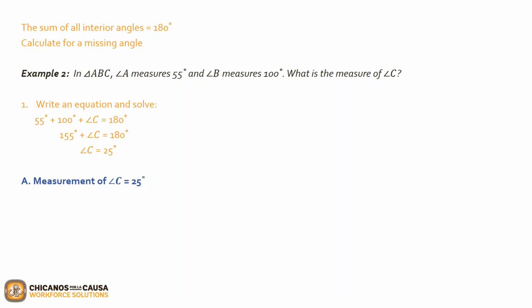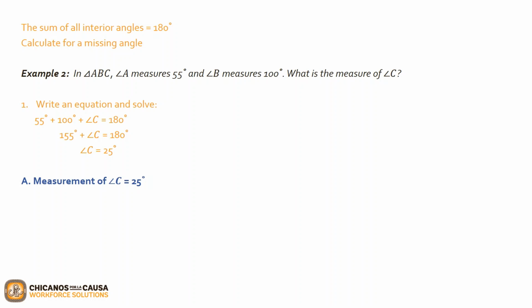So next we're going to combine like terms. That means we're going to add 55 degrees plus 100, which gives us 155 degrees, plus the angle C, which equals 180 degrees. So in order to find the measurement of angle C, we have to cancel out 155 degrees. The way that we do that is with the inverse. So in this case, we're going to subtract 155 degrees from the left side.